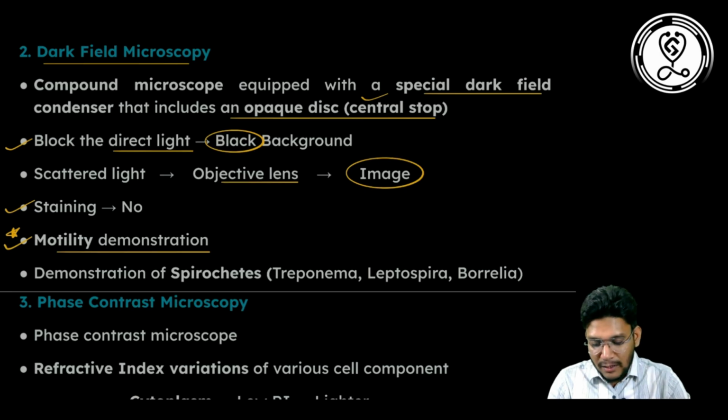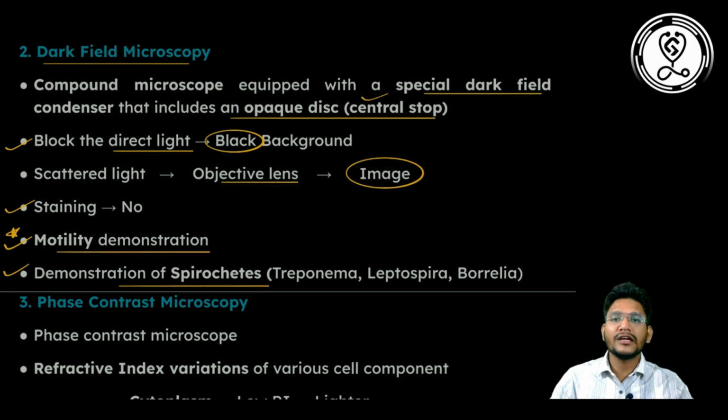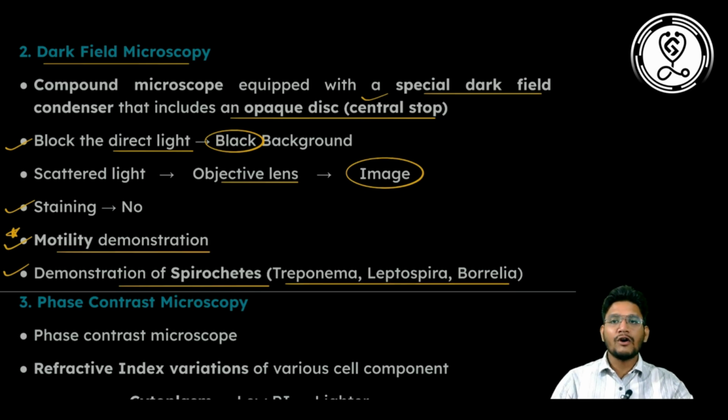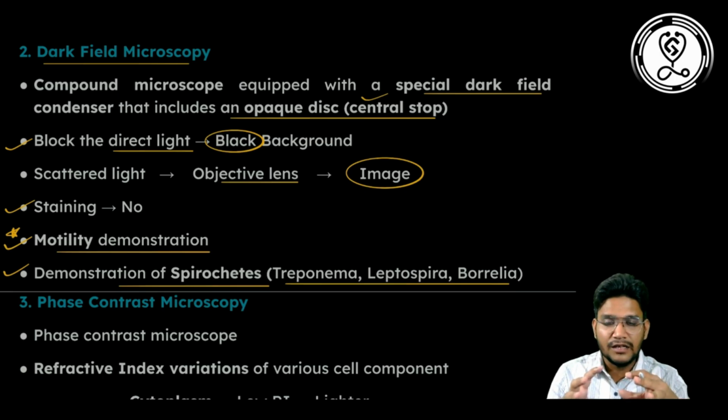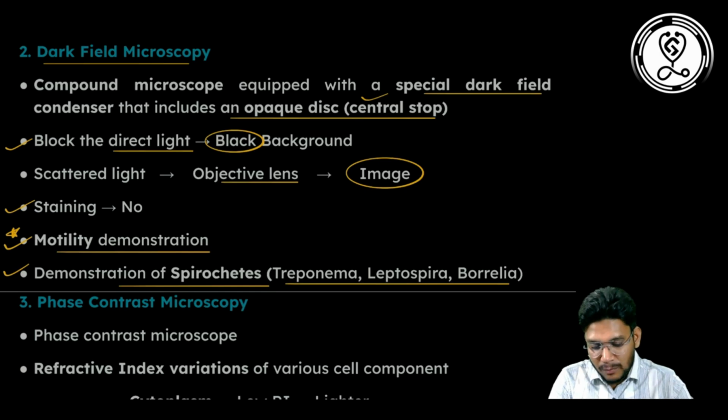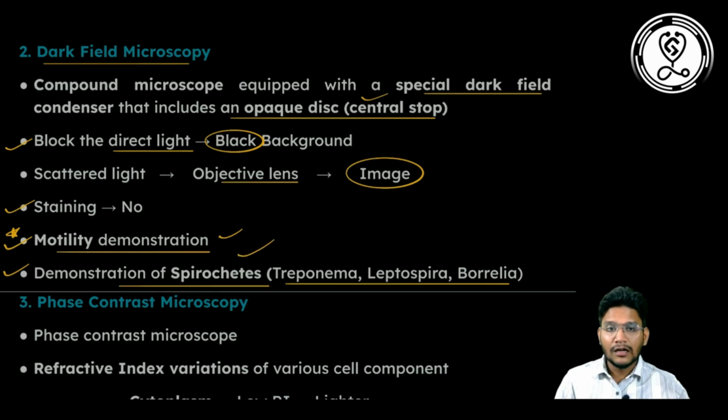Second use of this microscopy is the demonstration of spirochetes. Whatever spirochetes we have, Treponema, Leptospira, Borrelia, if you want to demonstrate these organisms, you need to go for dark field microscopy. These are easily demonstrated under dark field microscopy. Okay, so please remember these 2 points. For the motility demonstration, we can use dark field microscopy. For the spirochete demonstration, we can go for dark field microscopy.